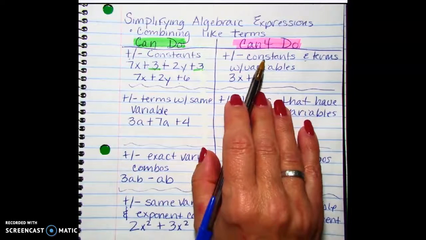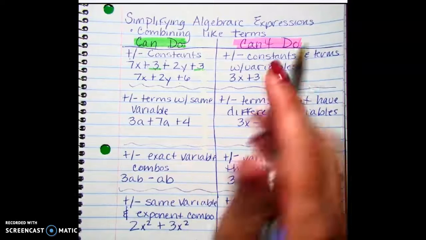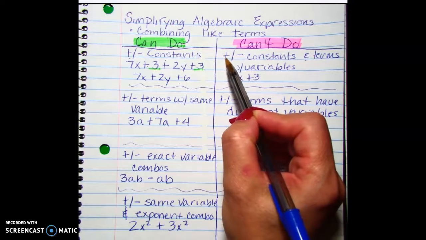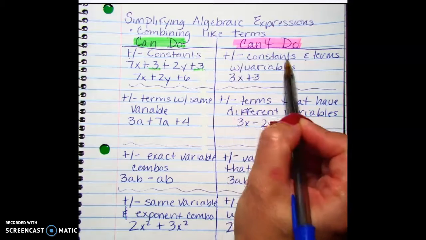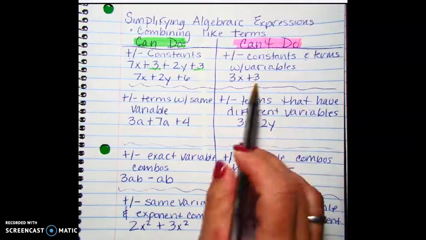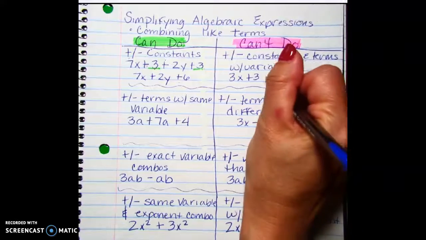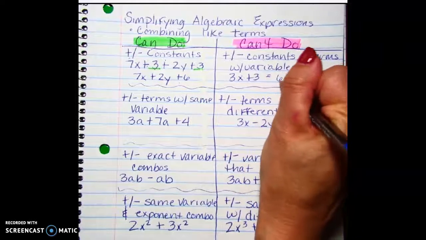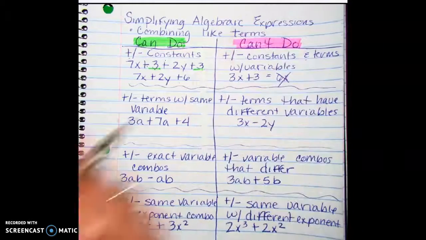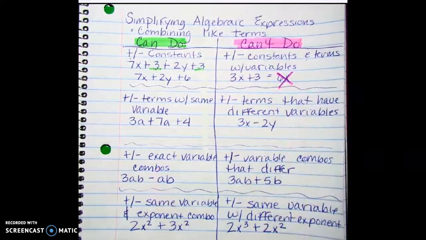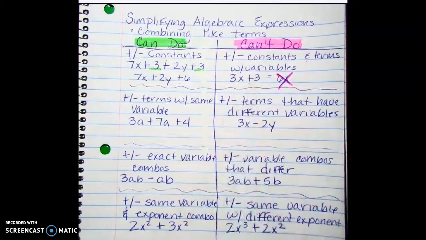But what I can't do is over on the other side of my T-chart. I cannot add or subtract constants and terms with variables. So see how I have 3x plus 3? I would leave it alone. I can't make it like this, 6x. That doesn't work. So you know what I'm going to do? I'm going to put a nice X through it, a nice red X, pink X. You just leave it as is.